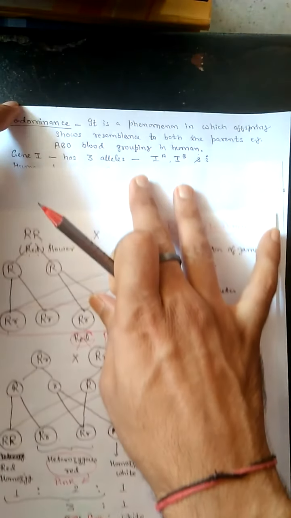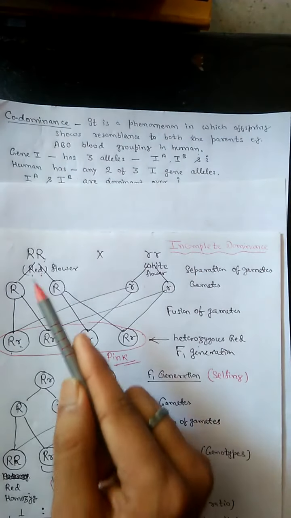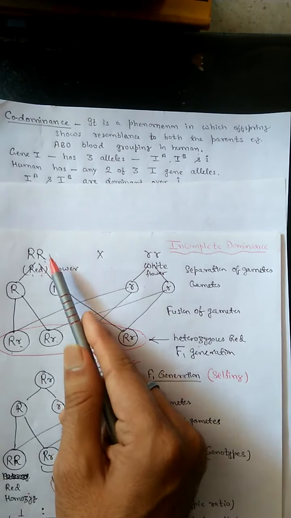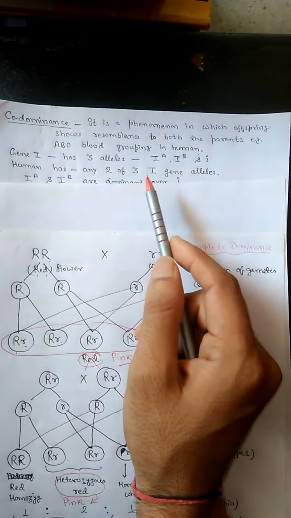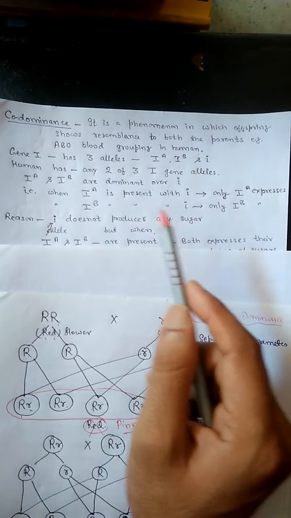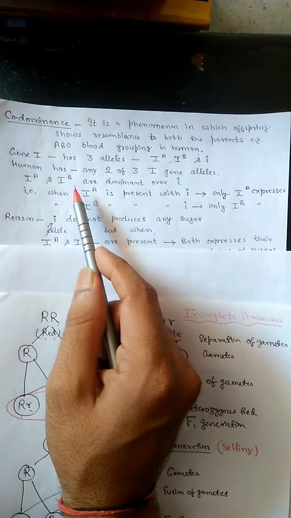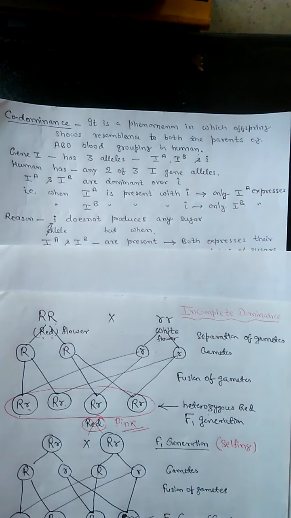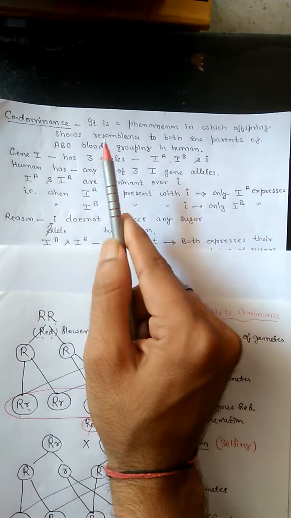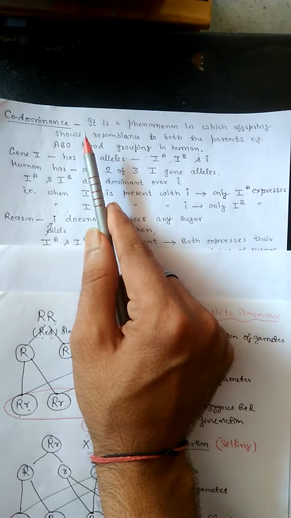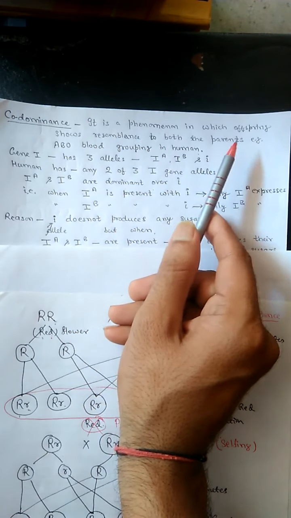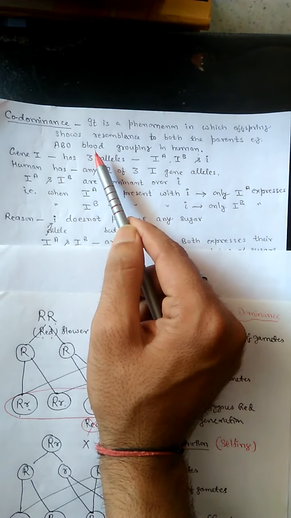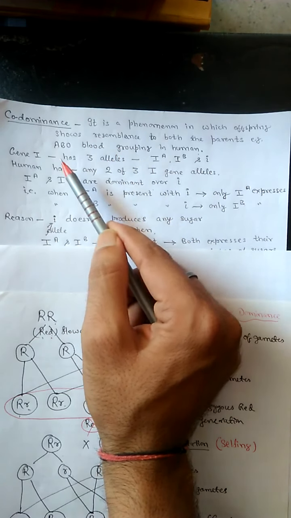Now come to the point, codominance. As for example, in incomplete dominance there were two alleles, but human blood has three alleles, that are IA, IB and small i. So first let us understand the law of codominance. It is a phenomenon in which the offspring show the resemblance of both the parents. Example, ABO blood grouping in humans.